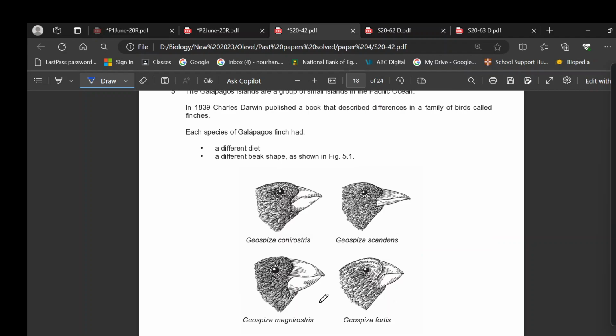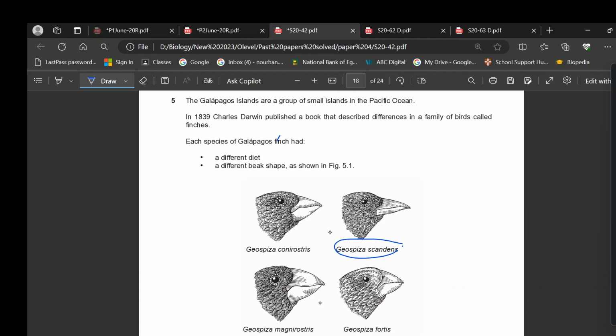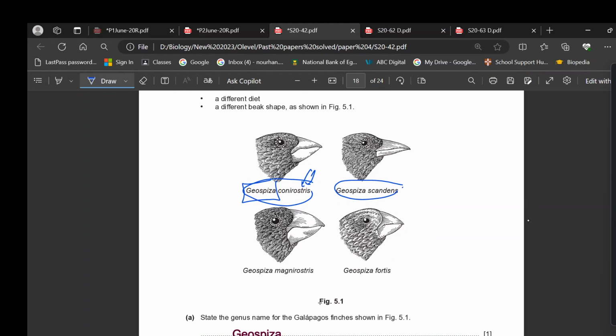As we said, the binomial name is always written in italics. So I will not say Galapagos finch. No, this is not the binomial name. It's not in italics. The binomial name is here. The first name is the name of the genus. The second name is the name of the species. So if he wants the genus, we will choose Geospiza.